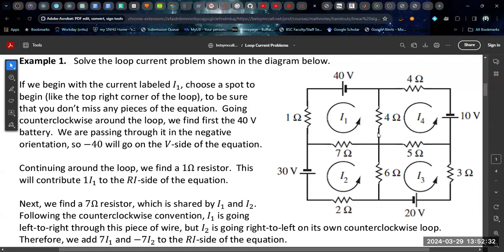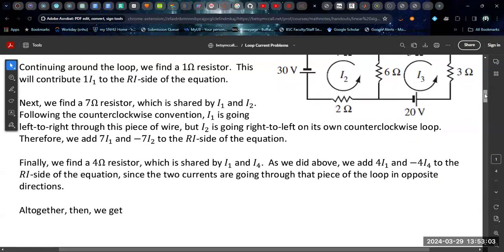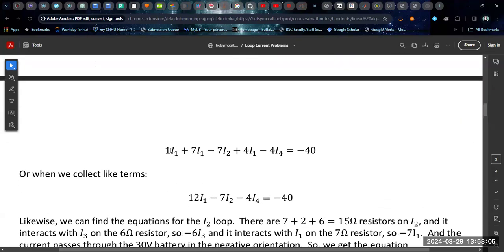Same thing for the I4 or the R4 resistor, the 4 ohm resistor. When we go through on the I1 current, we're going from bottom to top. But as we go through as an I4 current, we're going from top to bottom. So that direction is designated as a minus sign to indicate that the flow is in the opposite direction. And once we've added all of these components to our equation, we come back to the voltage where we started. So we're going to get our equation to look like this.